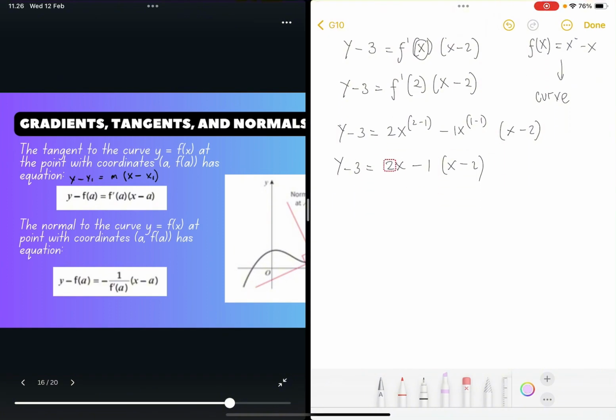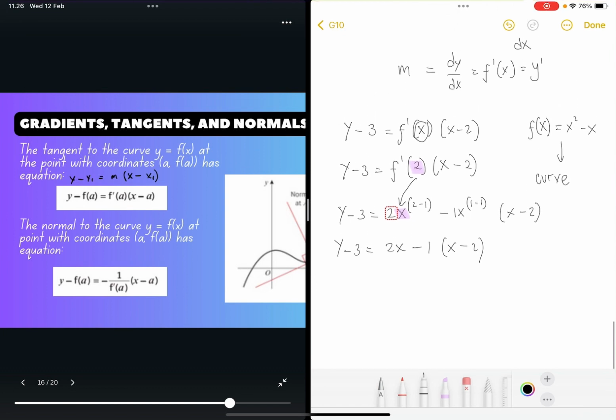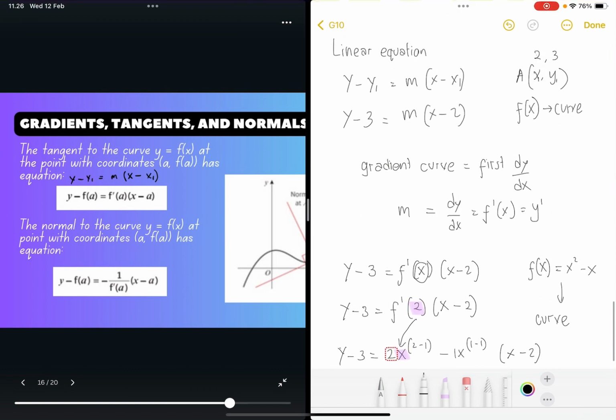The next. I told you before that we need to substitute the x in the first derivative with the value of 2. So after we differentiate the function, now we substitute the x with the value 2. Where does it come from? The 2 comes, again, from here, from the specific point. That is from the x coordinate.